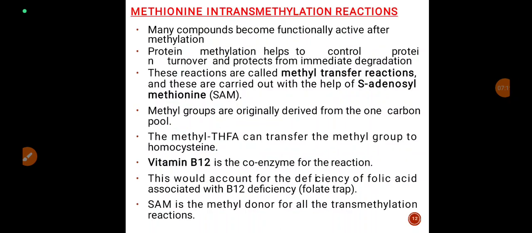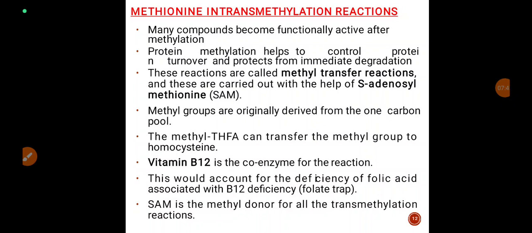So, methionine in transmethylation reactions. Many compounds become functionally active after methylation. Protein methylation helps to control protein turnover and protects from immediate degradation. These reactions are called methyl transfer reactions, and these are carried out with the help of S-adenosyl methionine.